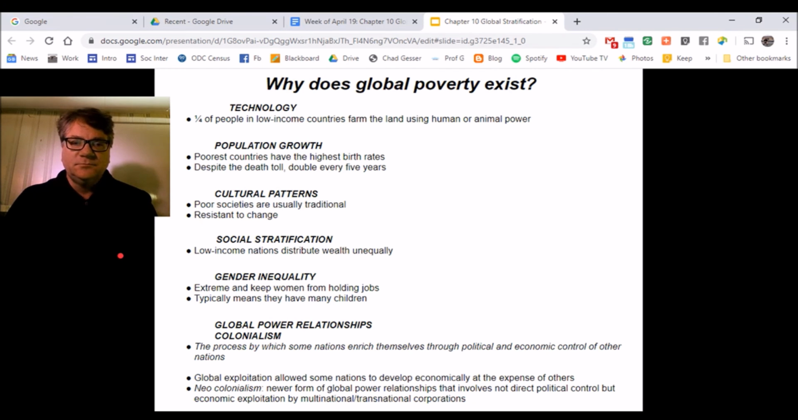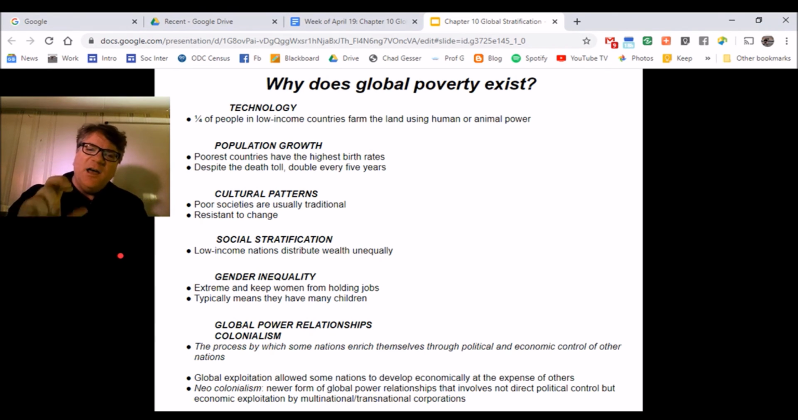Okay. And the last item as to why global poverty exists. Again, you'll note here there's 10 bullet points. So global poverty is not an easy thing to solve. There have been initiatives in the last 100 years or so to try to address poverty in other places, but it's not an easy thing to solve. If it were easy to solve, we wouldn't have global poverty, right?